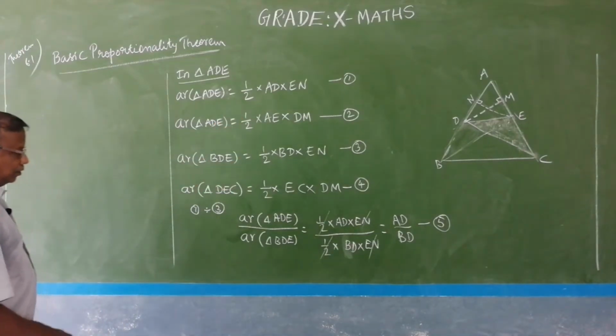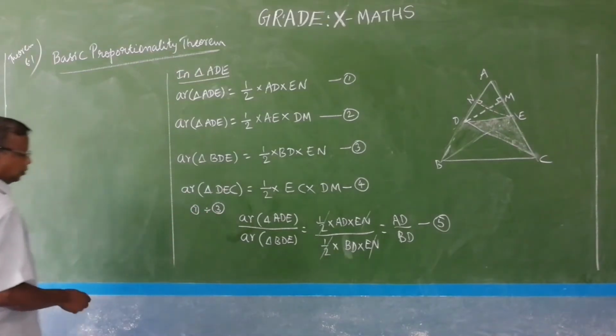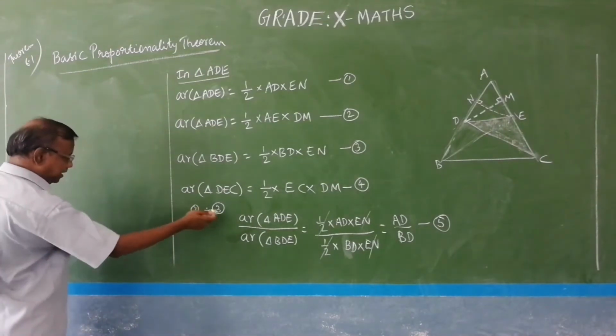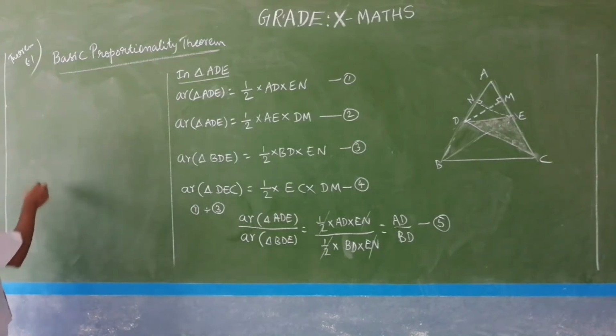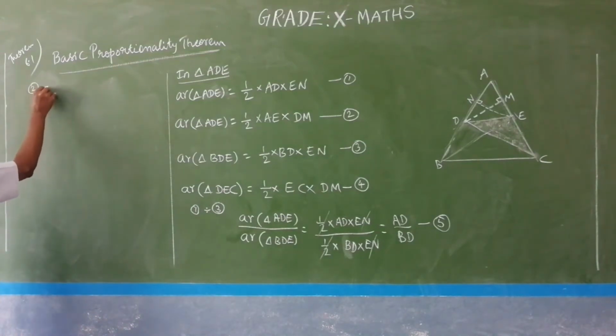Two divided by 4. We have divided 1 by 3. So we divided 1 by 3. Now let us divide 2 by 4. That is 2 divided by 4, equation 2 divided by 4.